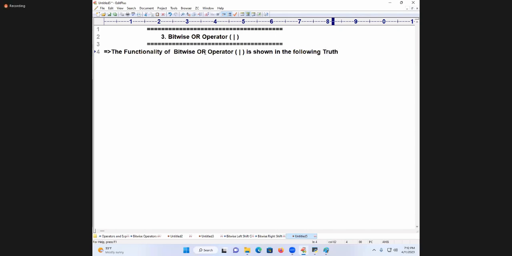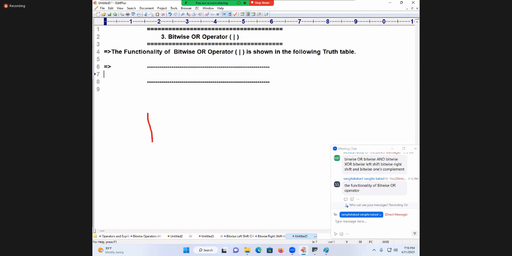The functionality is shown in the following truth table. I am going to prepare the truth table. What is the truth table? You try to remember. I am going to prepare the truth table for the OR operator. Look at that. What are the operating inputs here? I told you already yesterday. The logical OR operator is taking what? True and false. How many combinations did I prepare? 4.